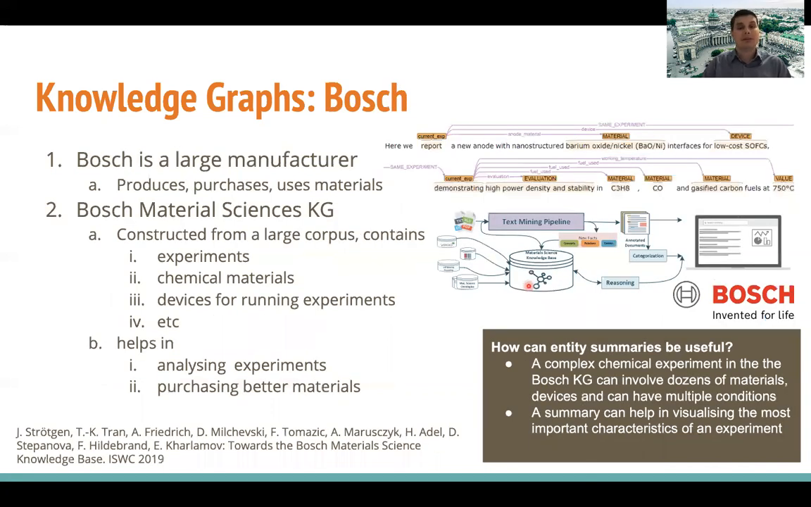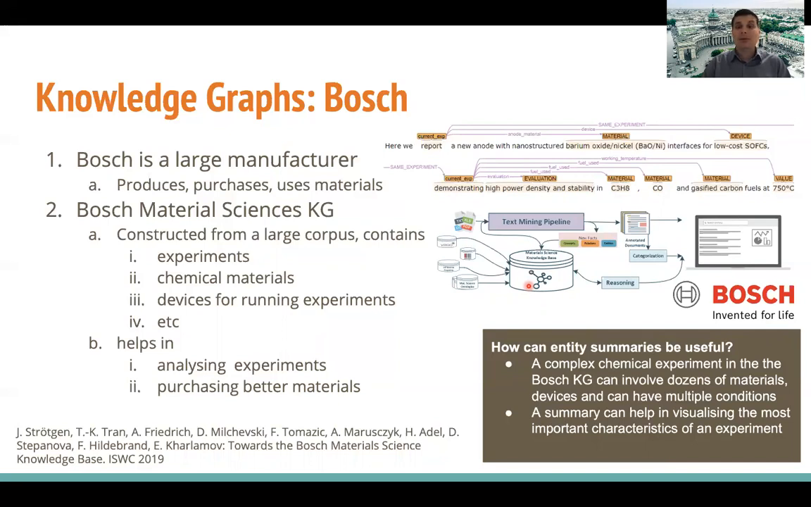Another example is from Bosch. Bosch is a large manufacturing company producing various things from automotive to house appliances. And in its production, Bosch uses various materials. It produces materials, purchases materials.